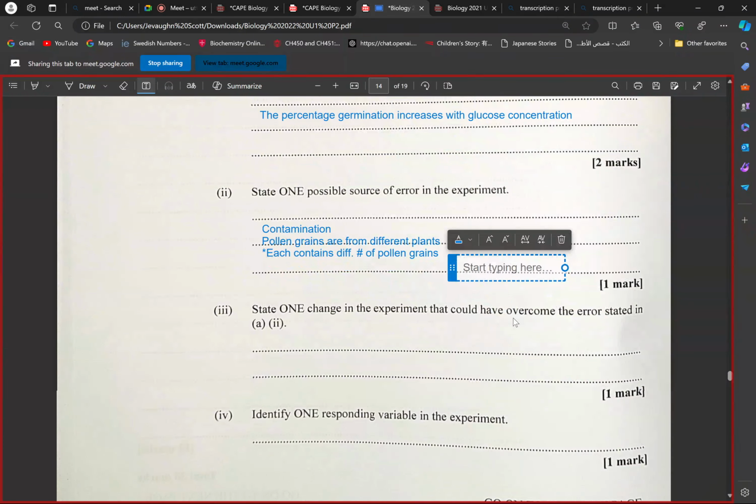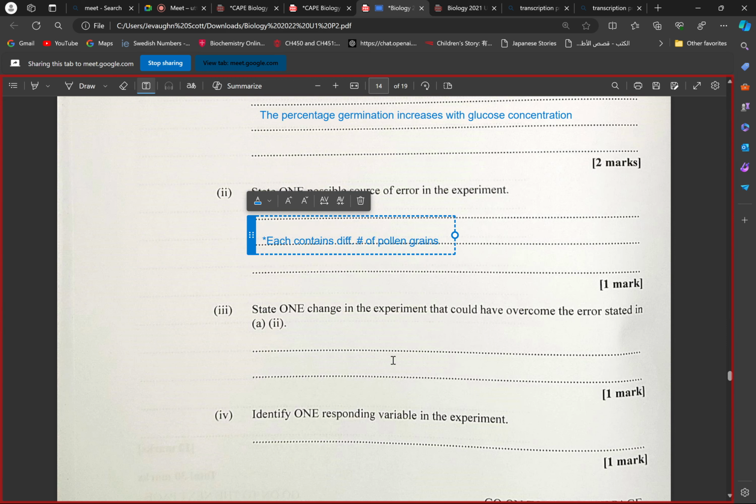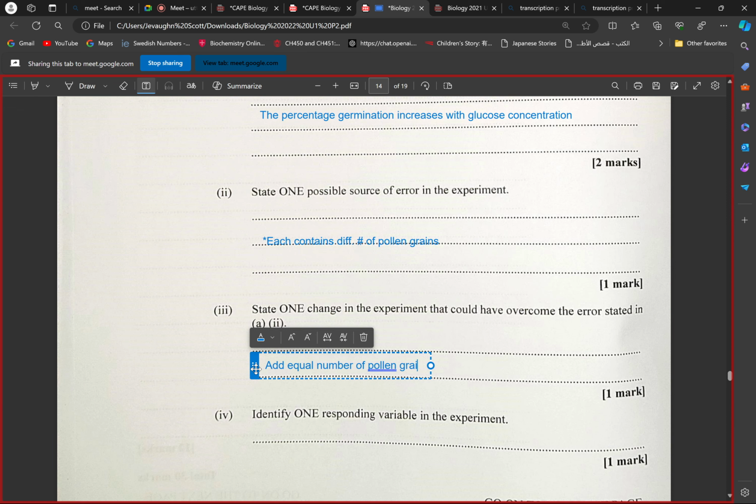State one change in the experiment that could have overcome the error stated. I think the best error would have been that each petri dish contains a different number of pollen grains. Just stick to that. What's one thing that can fix that error? Adding an equal amount of pollen grains in each petri dish. Alright, lovely. And name one responding variable.